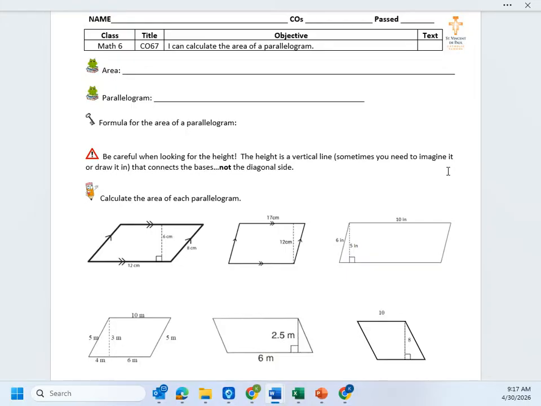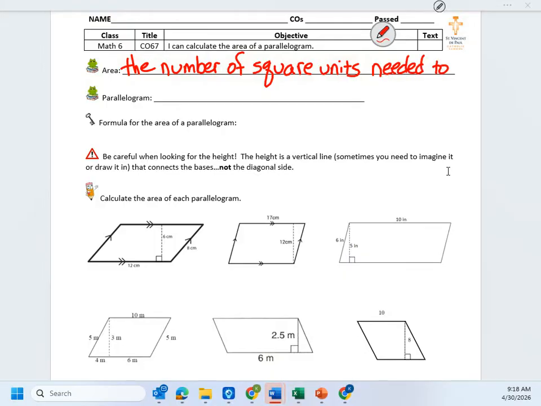So first we need to remember what the area is. The area is the number of square units needed to cover the figure. So it's all of the inside of your figure. So when we're looking at our yard, the perimeter, remember, was the fence going around the outside of the yard. The area is all the grass to fill in the inside of your yard.